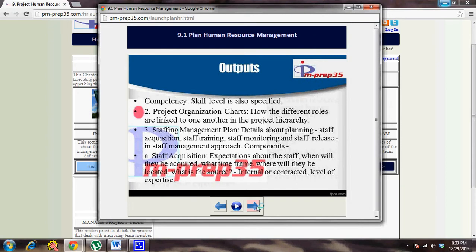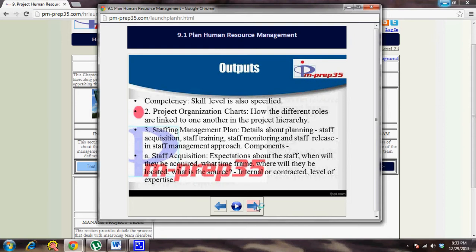Then as part of your human resource management plan, you have the project organization structure or the project organization charts, wherein you can find all the resources and their position and all that. Initially it will start as something generic, then as you get the names of the resources, you put that into your plan.